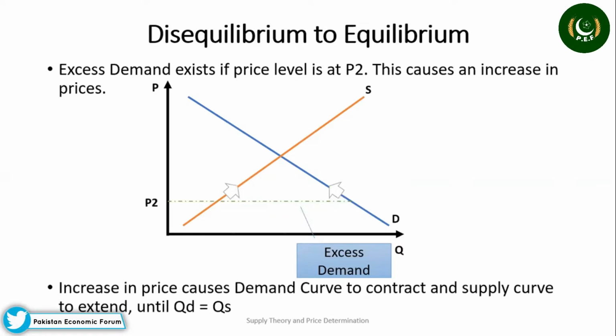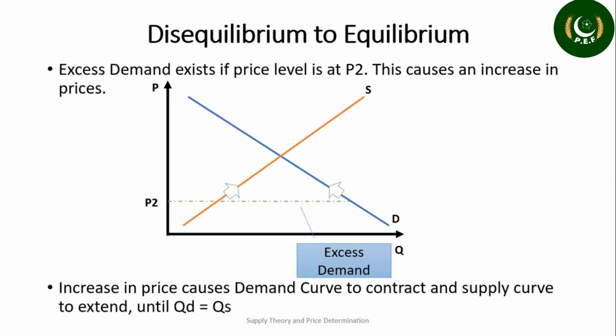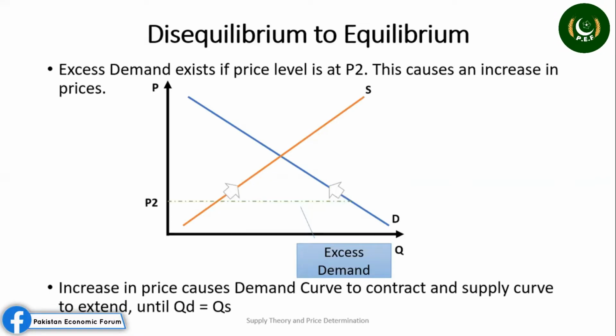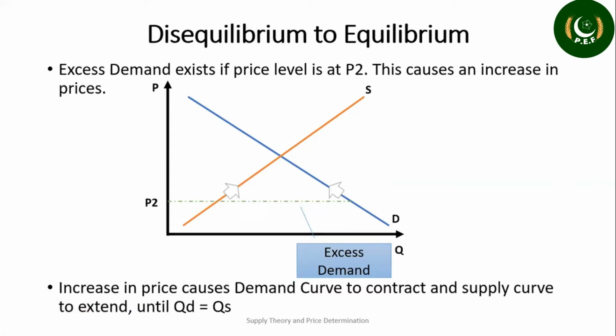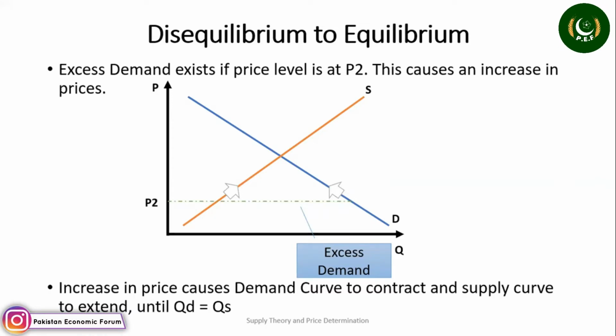Similarly, an increase in prices will result in contraction of demand. That is, some of the consumers will not be willing or able to buy the commodity at higher prices. So, quantity demanded will contract. This will continue until the price reaches a level where quantity demanded becomes equal to quantity supplied, and hence the market comes into equilibrium.